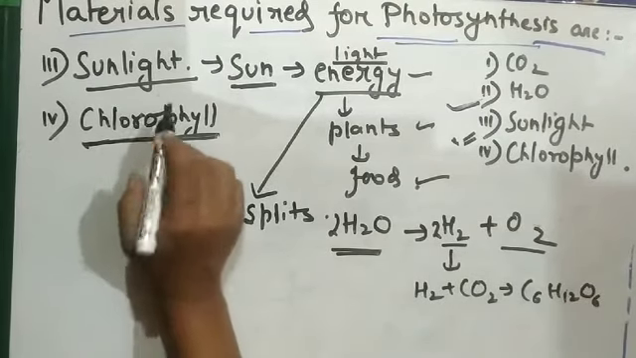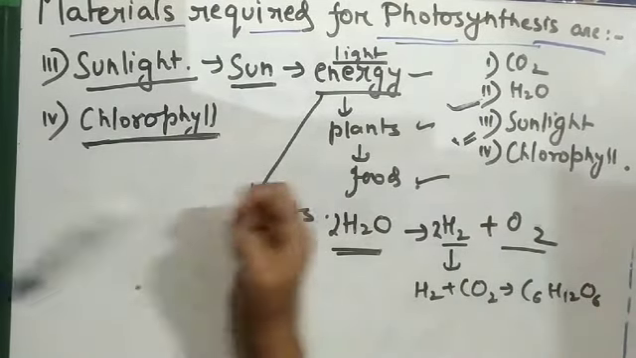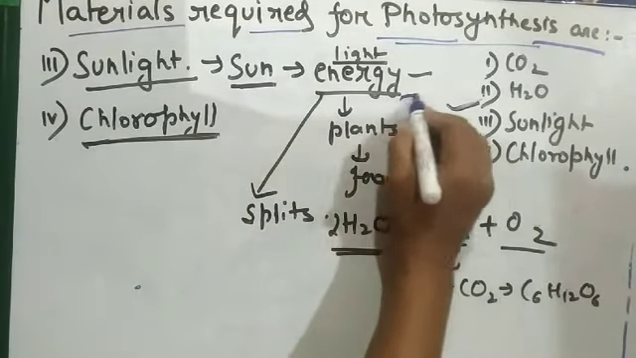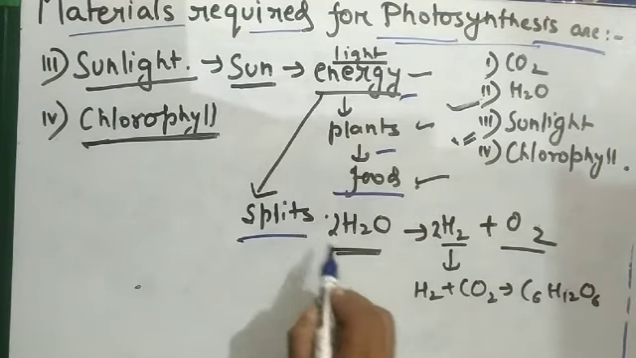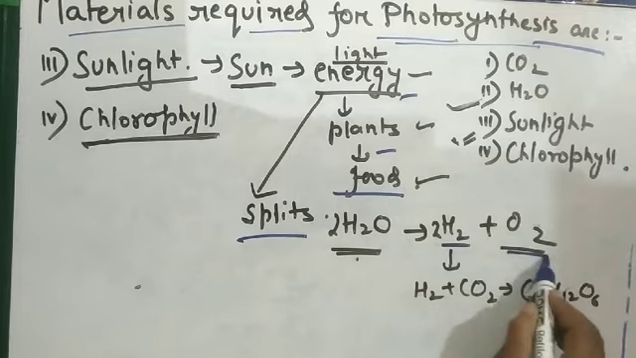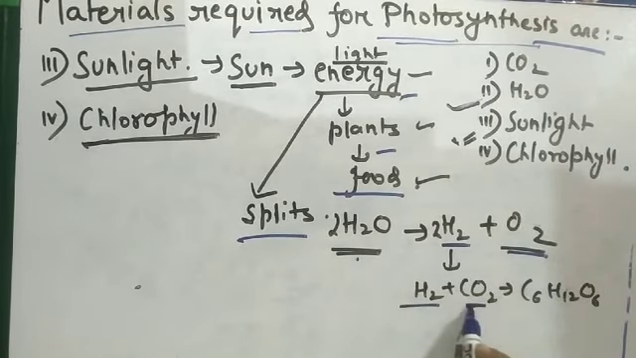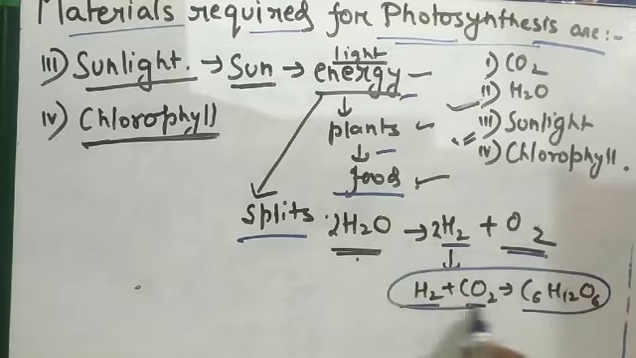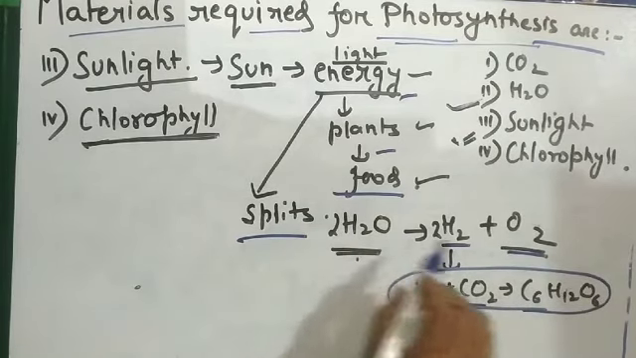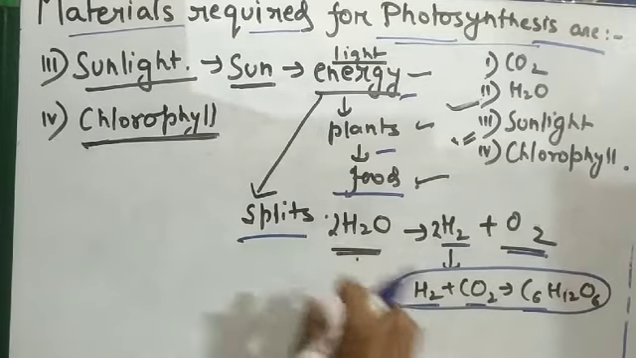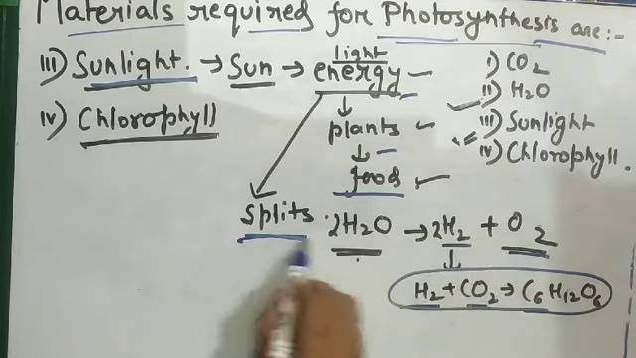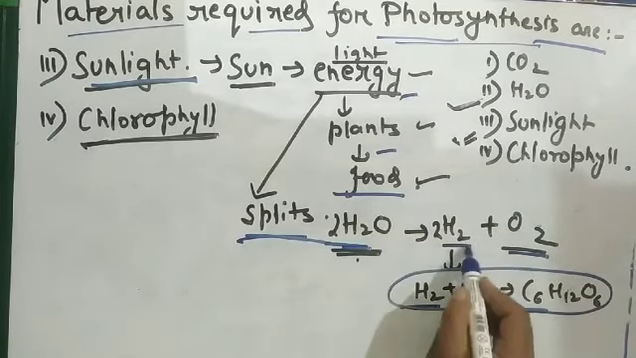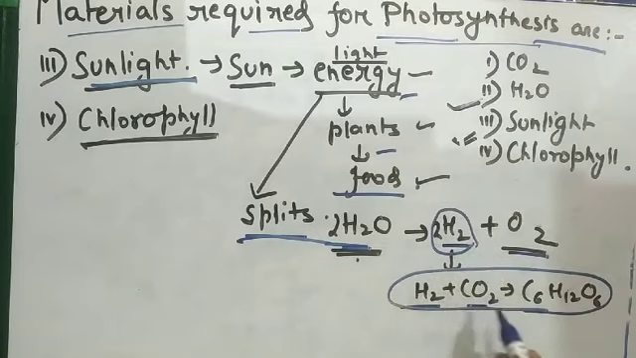So what is the function of the sunlight? Sunlight gives the light energy to the plants to make their food. This light energy splits the water molecule into hydrogen and oxygen. This hydrogen then joins with the carbon dioxide to form the carbohydrate. We will study how this process occurs in just a few minutes. Right now we should just know that sunlight gives the light energy to the plant to split the water molecule so that hydrogen can be obtained, and this hydrogen joins with the carbon dioxide to form the glucose molecule.